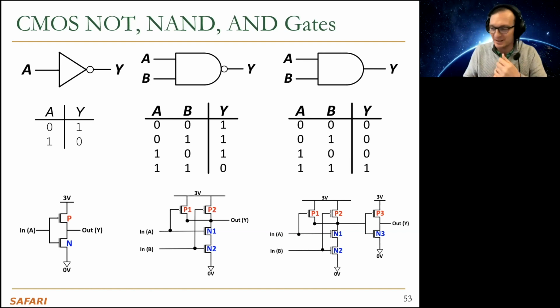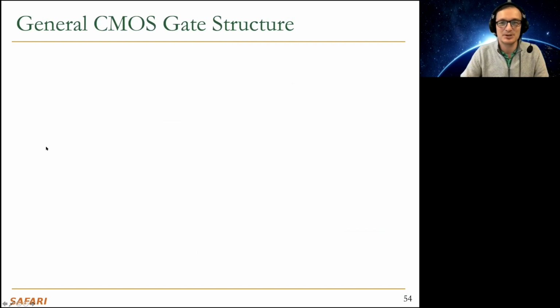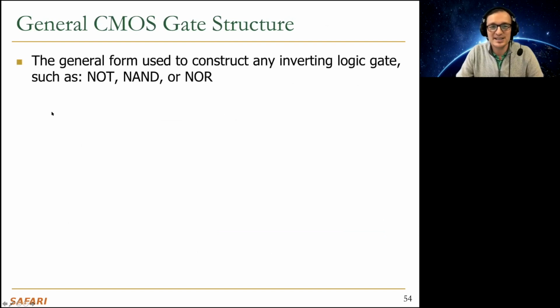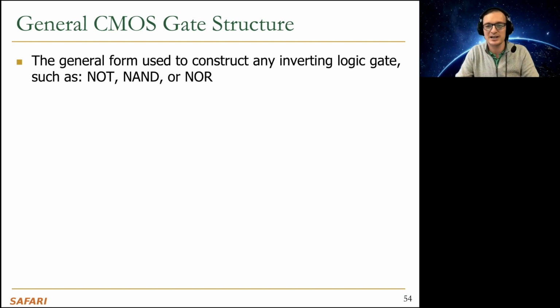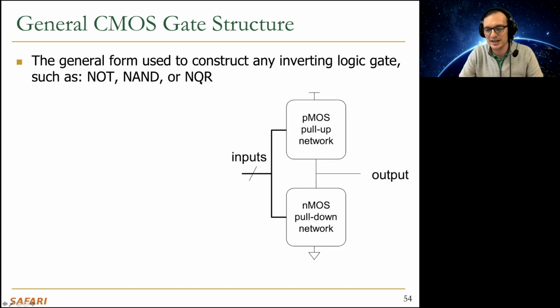So hopefully now you have a good basic understanding of how to build basic logic gates out of complementary metal oxide semiconductor transistors. Now let's understand this CMOS gate structure a little bit more. The general form that I showed you, a PMOS pull-up network, which pulls up the output voltage to high voltage, and an NMOS pull-down network, which pulls down the output voltage to 0, can be used to construct any inverting logic gate. NOT we did, NAND we did, NOR I described, but we didn't really construct it. But you can find NOR in your book also.